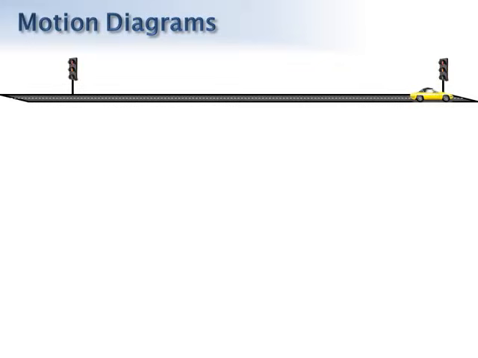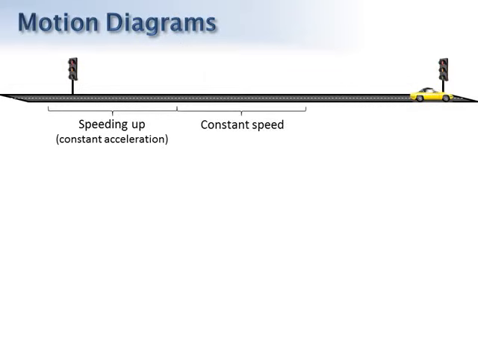Let's say the trip is broken into 3 segments. In the first segment, the car accelerates with a constant acceleration. In the second segment, the car travels at a constant speed. And in the third segment, the car slows to a stop, again with constant acceleration.